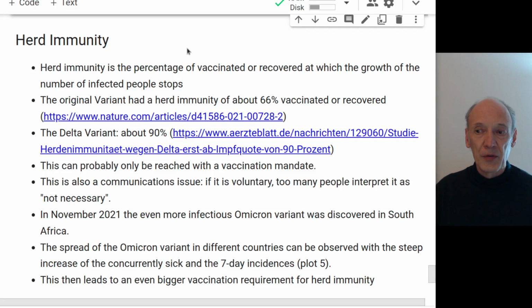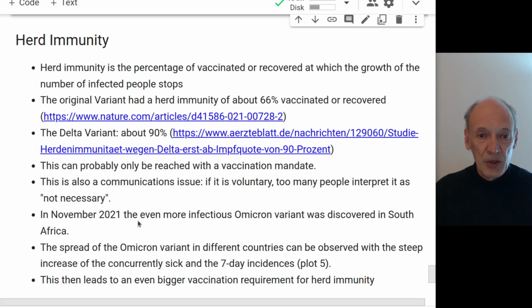The herd immunity is the percentage of vaccinated or recovered at which the growth of the number of infected people stops. The original variant had a herd immunity of about 66% vaccinated or recovered, which you can read more about in this article. The Delta variant needs about 90%, so considerably higher, which you can also read in this link here. And this can probably only be reached with a vaccination mandate because of this high number. This is also a communications issue. If it is voluntary, too many people interpret it as not necessary.